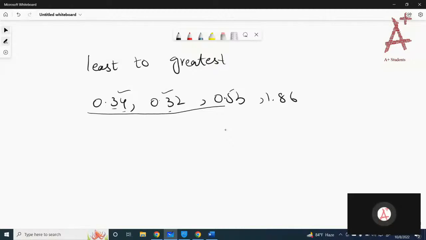Now compare their hundredths digit. Here you have 4 and here you have 2. So 4 is greater and 2 is smaller. That means the smallest one is 0.32. Got it? And then you have 0.34. Then we know that we have 0.53. And the last one, we know that 1.86 is the greatest out of all the numbers. Got it? Please note down the examples. They are very helpful when you are doing test questions.